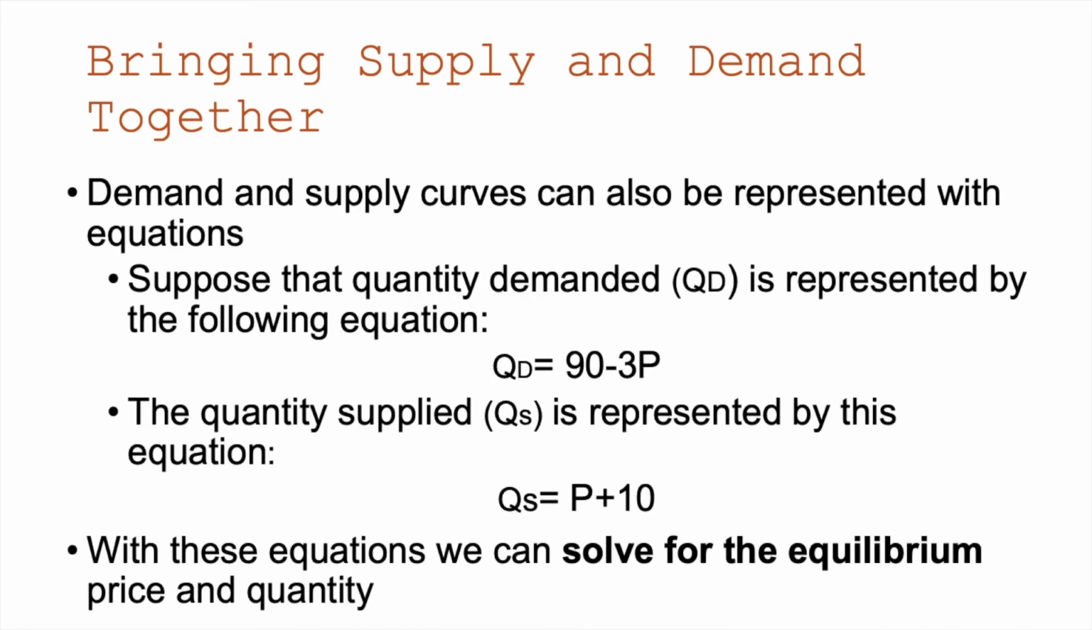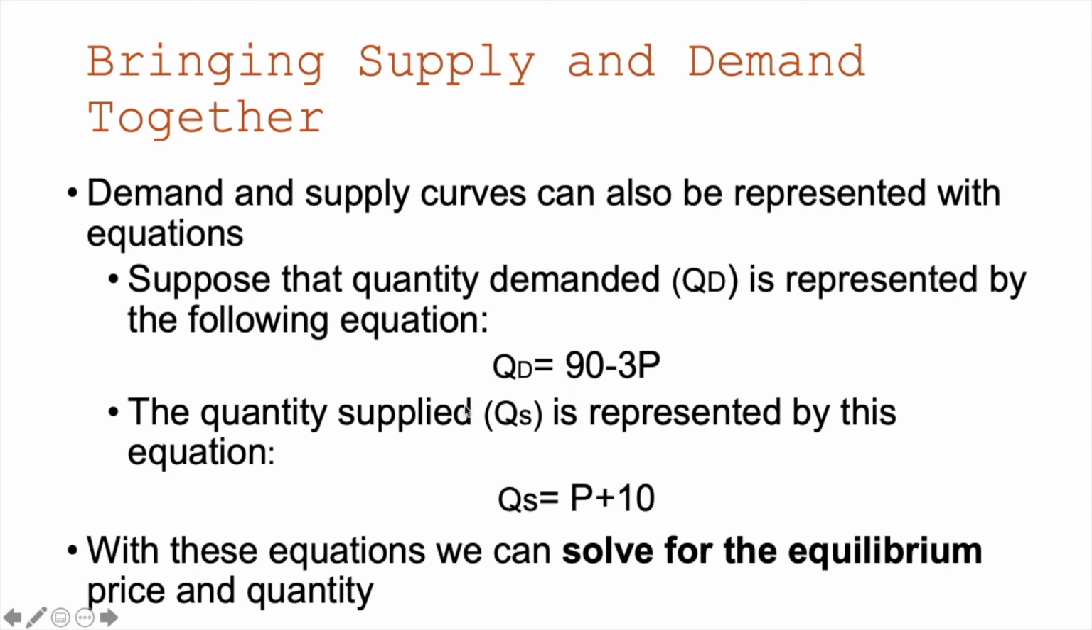So we can also think of supply and demand as equations. If you remember from algebra class, every line on a graph has an equation that corresponds to it. So here are two hypothetical equations. The equation for a demand curve could be QD, or the quantity demanded, is equal to 90 minus 3P.